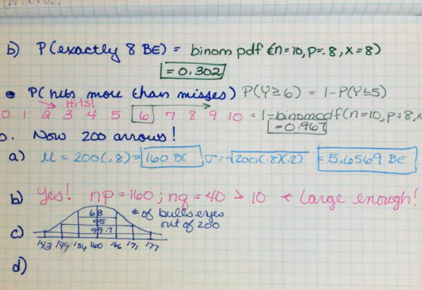For part B, when it's asking me, is the normal model appropriate, that's saying are my assumptions and conditions met? The only assumption and condition we haven't talked about with that so far has been success failure that's added to the normal model. So I have 160 successes, 40 failures, both being greater than 10, means it's appropriate because that is large enough. Remember doing that stuff back in the day?